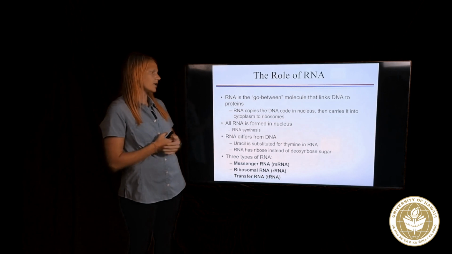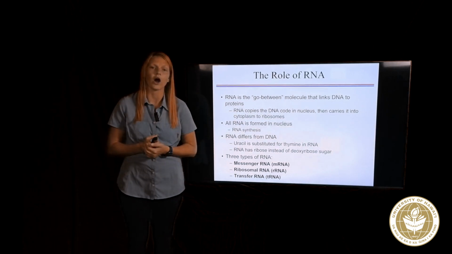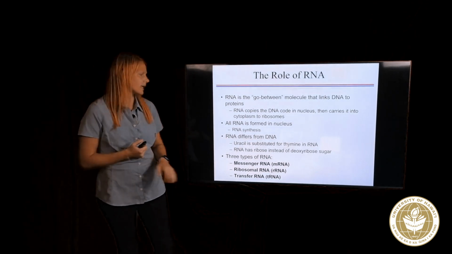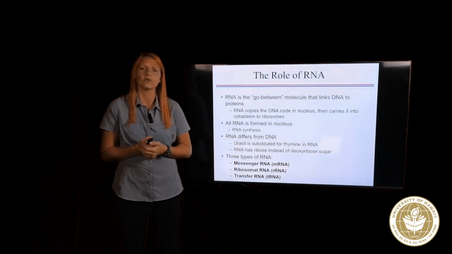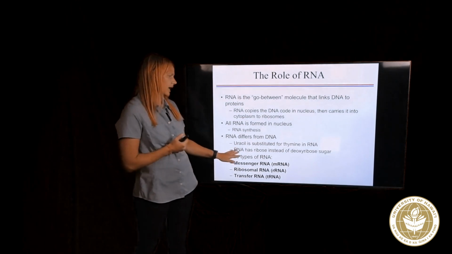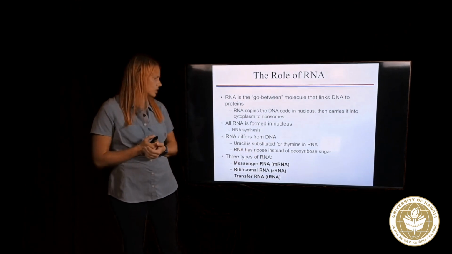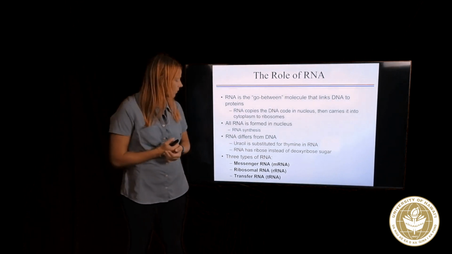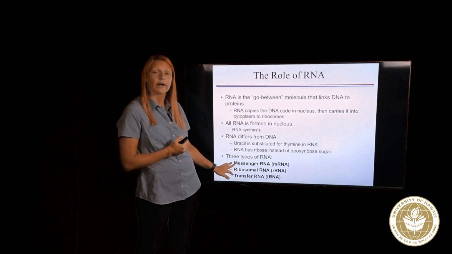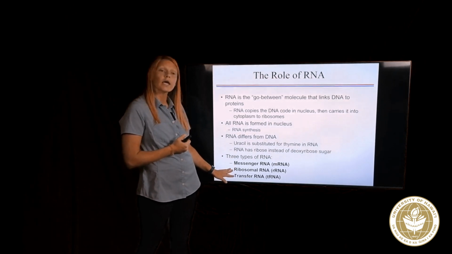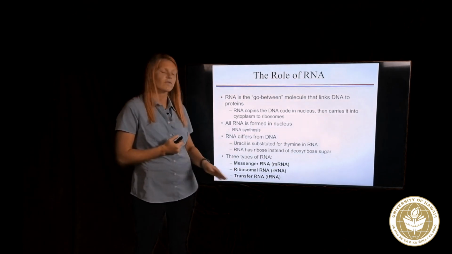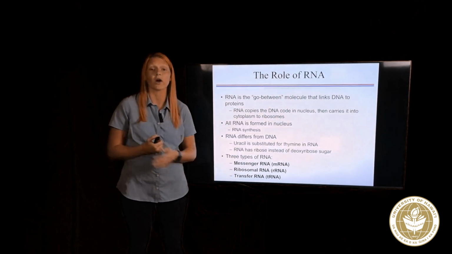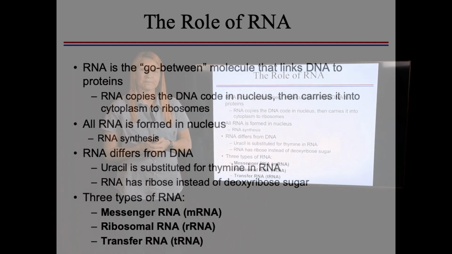All of our RNA is going to be formed in the nucleus, and that's called RNA synthesis. RNA differs from DNA because, again, uracil is substituted for thymine, and RNA has ribose instead of deoxyribose sugar, and is also only single-stranded. And we have three different types of RNA. We have our messenger RNA, or mRNA, ribosomal RNA, or rRNA, and our transfer RNA, or tRNA. We're going to look at each one of these three types of RNA more in depth on the next slide.